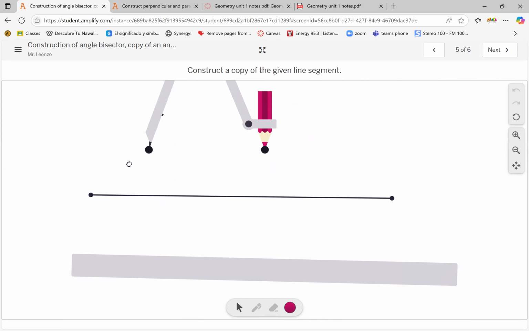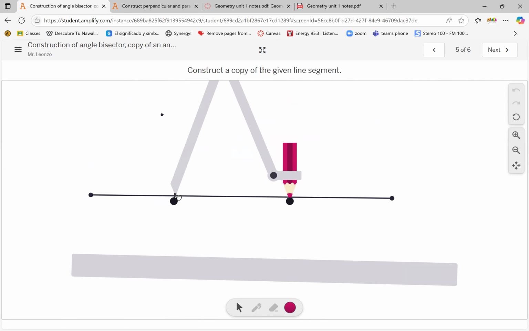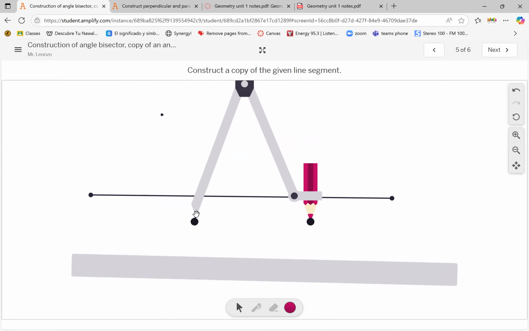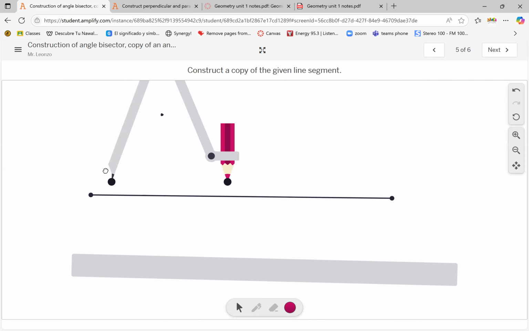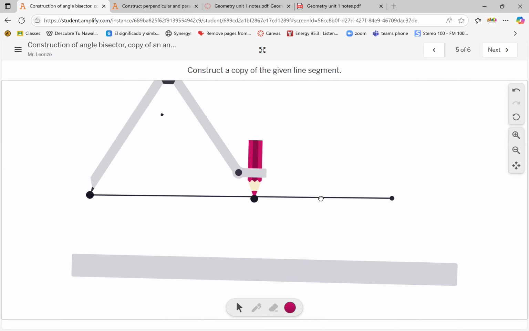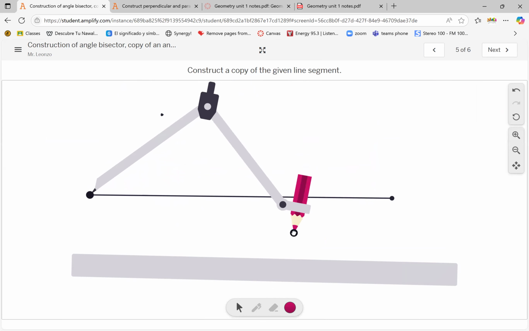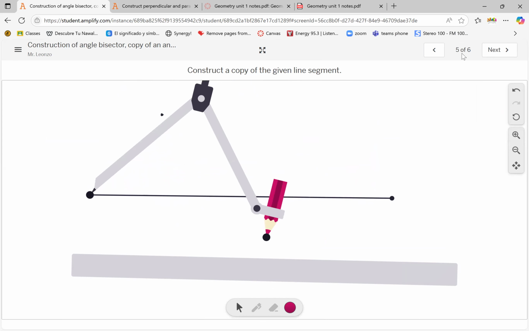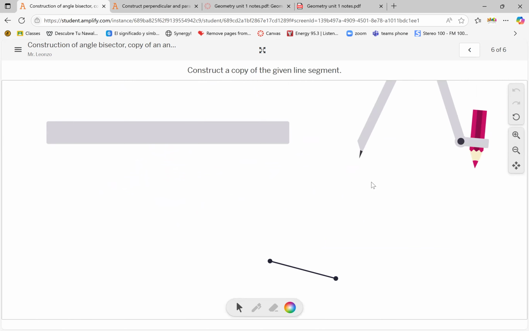So I did my starting point. Now I need to have my aperture, I need to measure my line segment. I'm going to grab my compass at one endpoint of the segment that I'm copying, and then the other at the other endpoint. Actually, let me change question number 5. I'll fix it on my end. Let me do my example here with number 6.